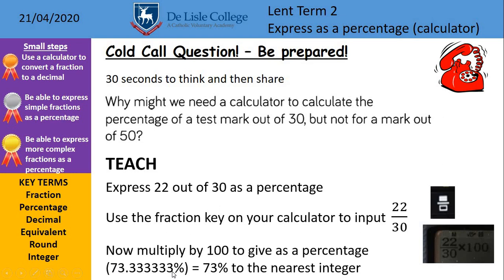So this gives you 73.33333, and what we will do is round to the nearest integer. Remember, an integer is the nearest whole number. If you hadn't got a fraction key, remember if you just type in 22 divided by 30 and press your equals key, you should get out 0.73333, multiply this by 100 and then you'll get the final answer. Remember, when you're rounding, because the 3 after the decimal point is less than 5, we round back to the 73, so it's 73 to the nearest integer.